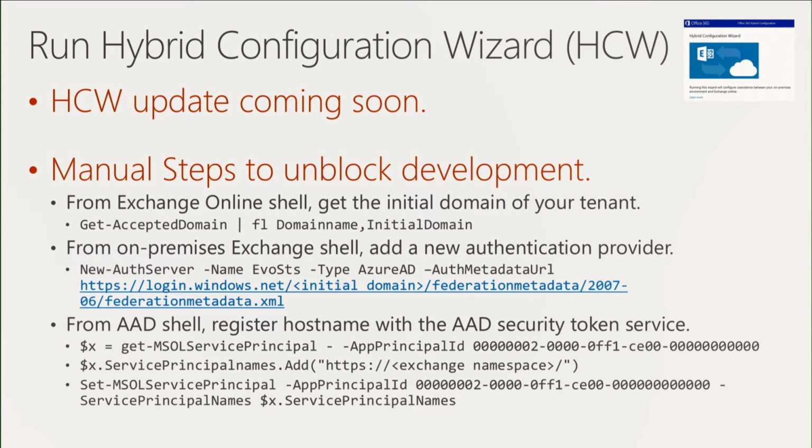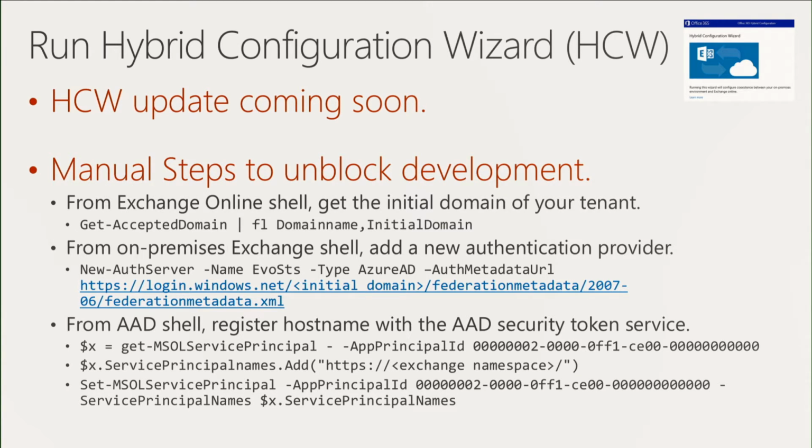Microsoft Graph goes to AAD and is going to try and ask for a token for the namespace of your on-premises Exchange server. And for AAD to be able to issue the token, it needs permission from you, and you're giving it that permission. You're telling AAD, you're telling EvoSTS, it's okay for you to give permission to my Exchange namespace URL.